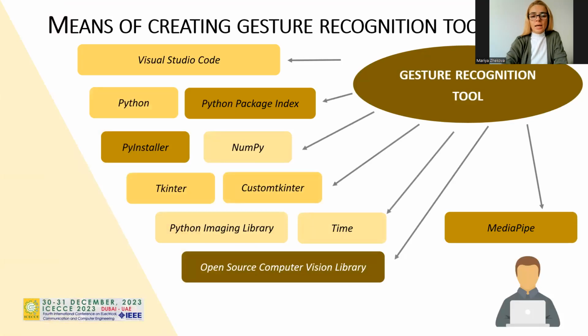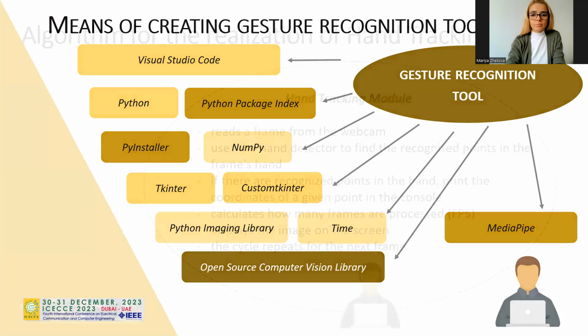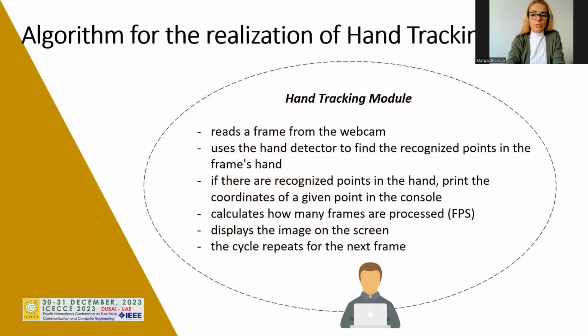We use several tools and libraries for creating our gesture recognition tool. For coding, we chose Visual Studio Code, the language we chose is Python, and supporting Python libraries such as Python Package Index, PyInstaller, NumPy, Tkinter, CustomTkinter for the interface, Python Imaging Library, Time, MediaPipe, and the Open Source Computer Vision Library. The hand tracking module is used for real-time hand recognition from the webcam.